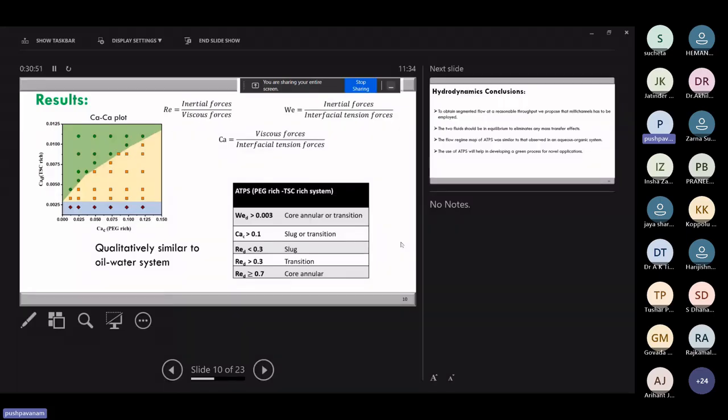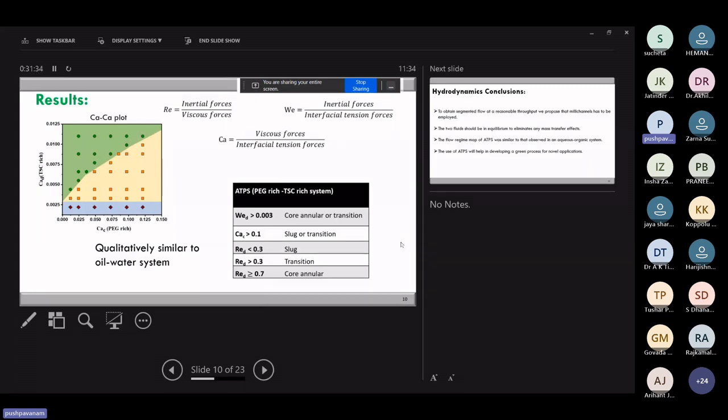Okay, so basically, rather than work in terms of dimensional values, where you talk about flow rates of PEG and flow rates of citrate, it is better to work in terms of dimensionless numbers, because this gives you the advantage of being more general. You can use it for any other system. So supposing you want to work with some other system, PEG dextran system or dextran nitrate system, ammonium sulfate system, if you work in dimensionless numbers, you can definitely use these flow regime maps.